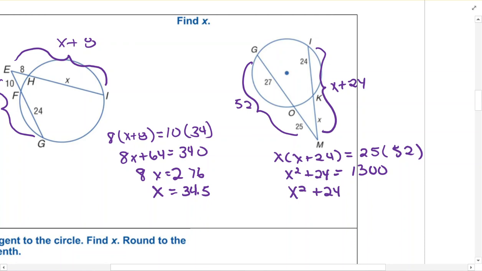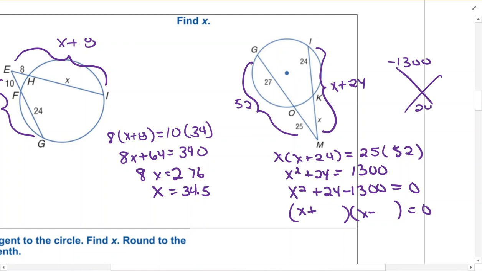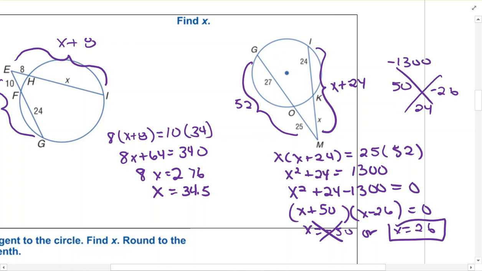X squared plus 24x minus 1300 equals 0. So now we need to factor. You know it's going to be a plus and a minus. We need the two factors of negative 1300 that will add up to be a positive 24. And that would be 50 and negative 26. So x equals negative 50 or x equals 26. Well, we can't have a negative measurement, so that one doesn't work. So x would be 26.